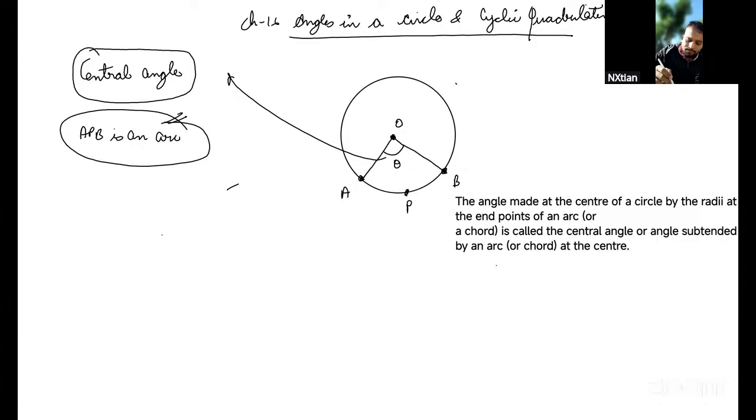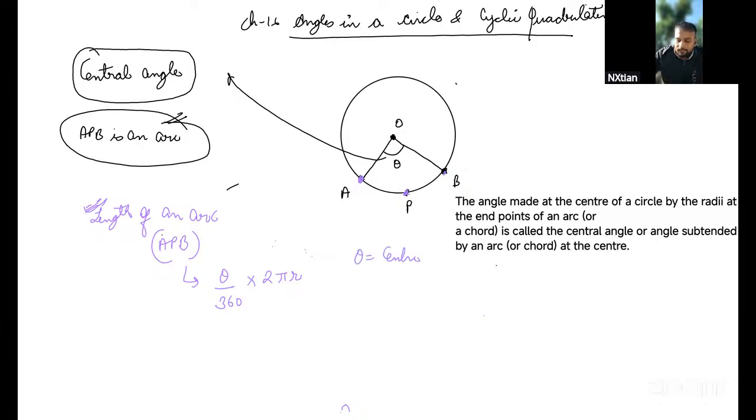If you want to find the length of an arc, length of an arc means, guys, listen. For example, what is the length of this APB? Like if I measure the distance APB, what is the length? So the formula is theta upon 360 into 2 pi r. Theta, what is theta? Theta is the central angle. The value of pi is 22 by 7 or 3.14. And r, what is r? R is the radius.